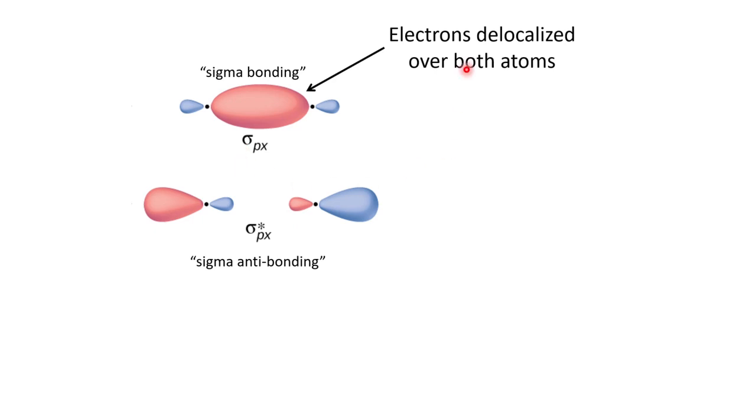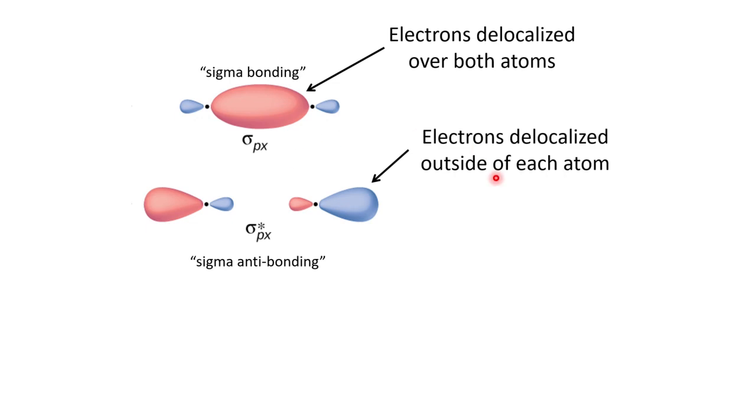So you can see that the electrons are delocalized over both atoms, and for our anti-bonding, they're delocalized outside of each atom. This is unfavorable, and the reason it's unfavorable is because it has the higher potential energy, and since the driving force is energy minimization, if this has the higher potential energy, it is less favorable.